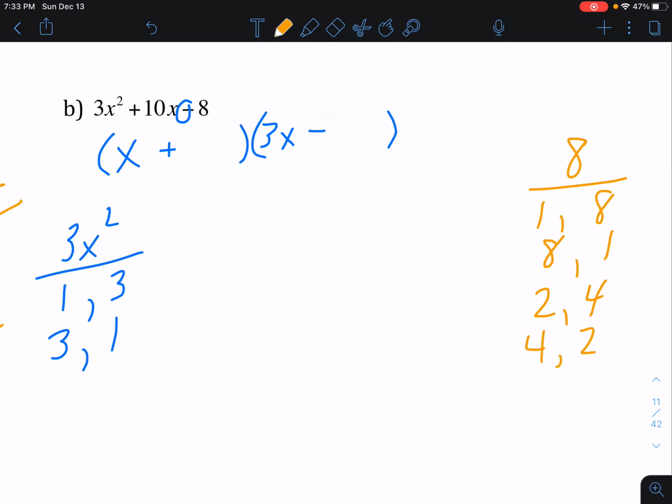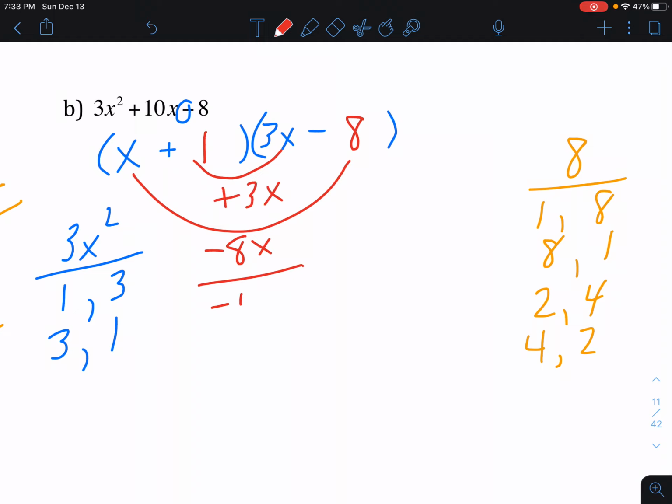So let's try 1, 8. So I'll multiply the O's, that'll be -8x, multiply the insides, plus 3x, and they add up to -5x. That is not my B term. I need them to add up to 10x. So I finally get one wrong. So that means I don't want this guy.